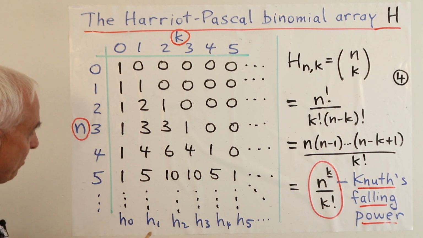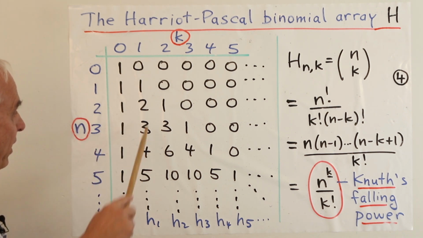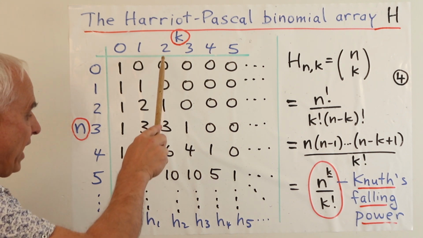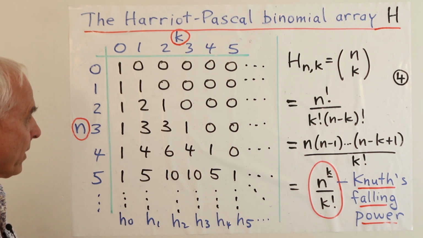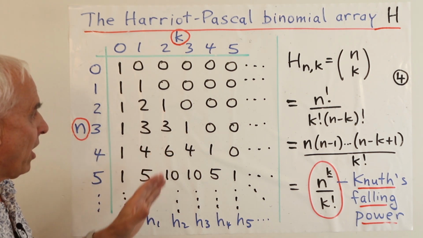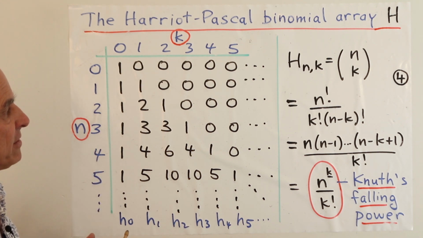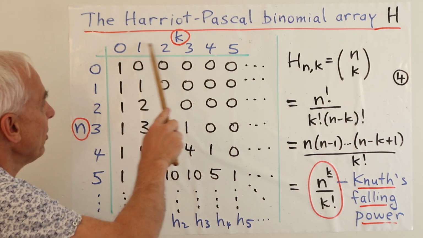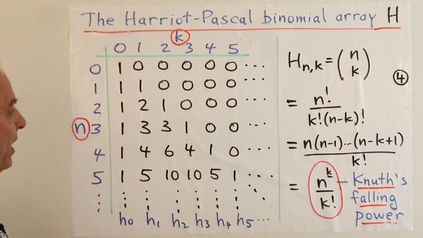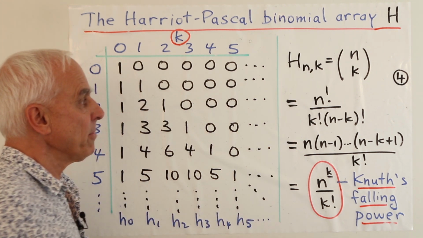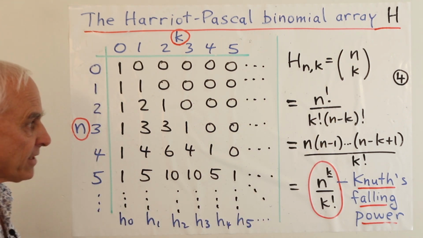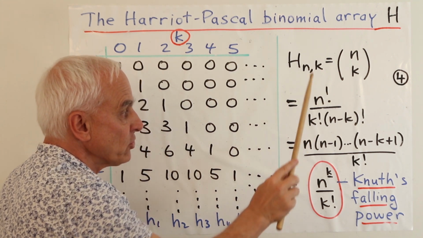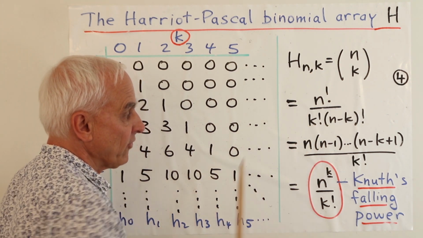And these columns, well, we gave them names. We called this one H0, just constant 1. And then H1, just the numbers themselves. And then H2, the triangular numbers. H3, the pyramidal numbers, and so on. And we saw that the entire array could be given by a nice formula. So if the row is, say, n, starting with 0, and the columns are indexed by k, starting also from 0, then the nk element in this array is just the binomial coefficient n choose k. And that, of course, in terms of factorials is n factorial divided by k factorial times n minus k factorial.